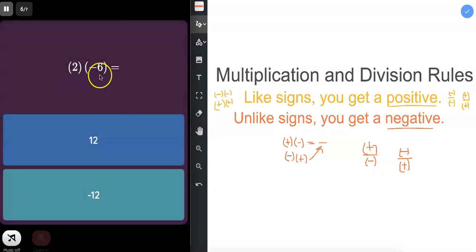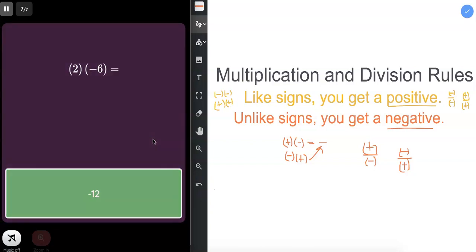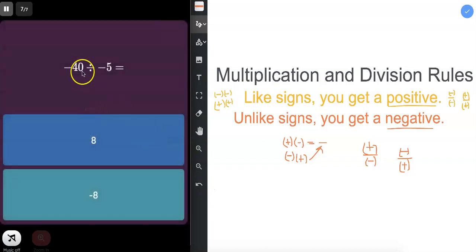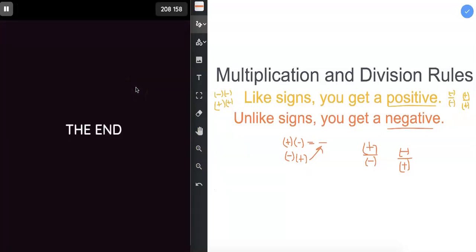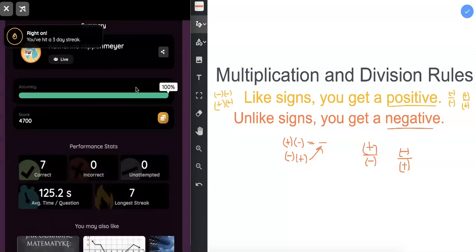Alright, let's figure out what this product is. 2 times negative 6 gives us a product of negative 12 because unlike signs yield a negative. Alright, let's see what quotient we get here. Negative 40 divided by negative 5. Like signs. That's a negative divided by a negative. They're like signs, so we get a positive for our answer. And I'm finished with the quiz. Your quiz is longer than that, but I'm hoping that this review was enough so that you can do a good job on your quiz on the multiplication and division rules.